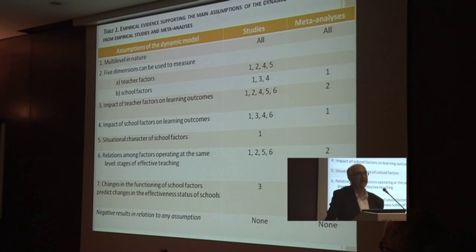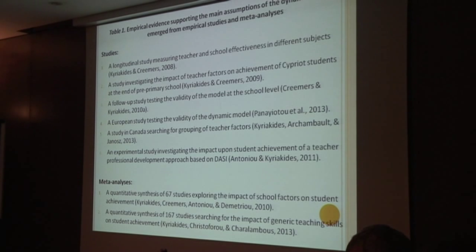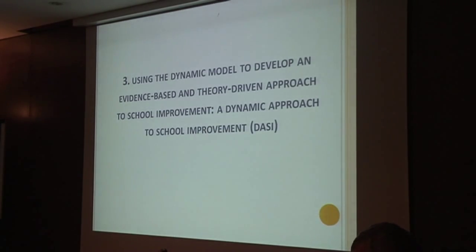These 2 meta-analyses and the longitudinal studies, which were conducted in various countries, provided support, as you can see from the table, to the main assumptions of the model, and also revealed the importance of teacher and school factors for explaining variation in student achievement gains. In the next transparency, you can see references to papers which were published, and these papers present results of the studies and the meta-analyses. I'm sorry that I don't have the time to go through each of the studies. Due to time constraints, I'm going to move to presenting the DASI.